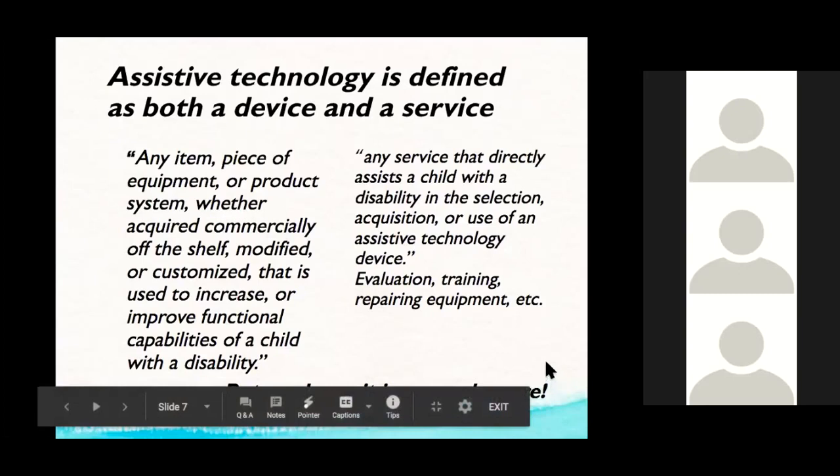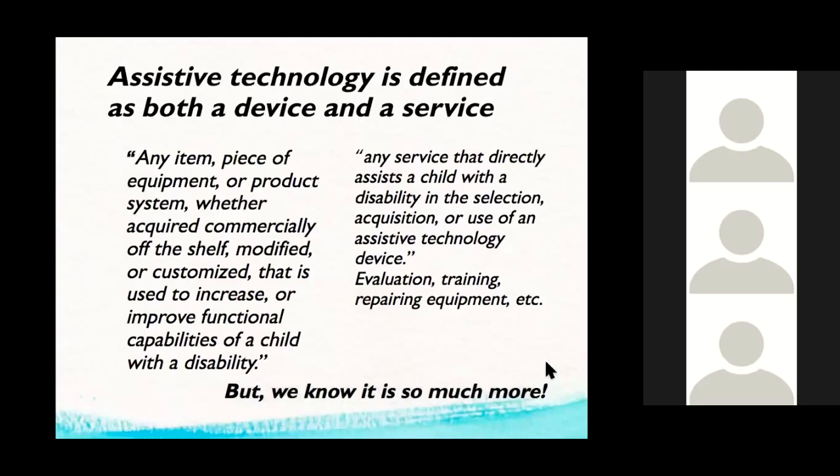Also, we don't want to forget about services. Services are so important. What is it to introduce a piece of assistive technology without providing training to the family, to the teachers, to anybody who's working with the child, even to the peers? So training is an important part of the service piece, as well as evaluation and identification and selection of the AT. Did you know that repairing equipment is also an AT service? So two important pieces of definitions there in the legislation.